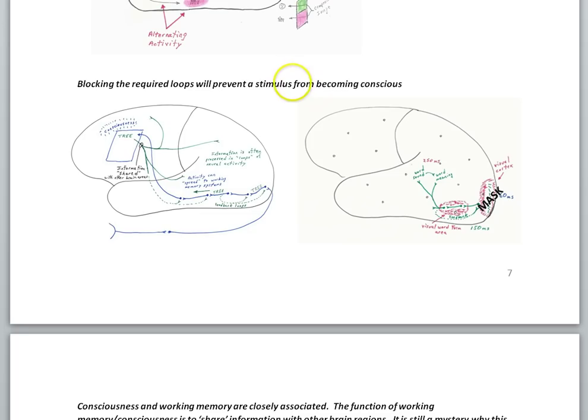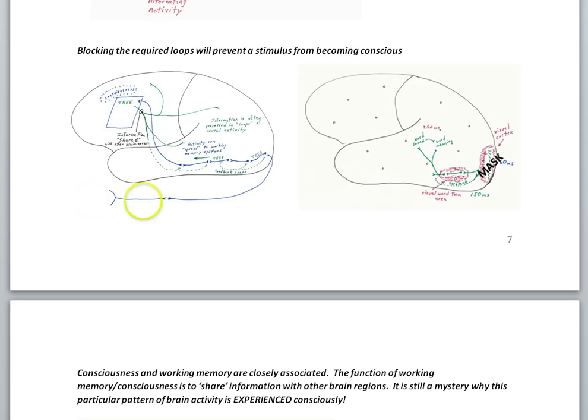Blocking the required loops will prevent a stimulus from becoming conscious. Again, if we see the word tree out here, the tree will be processed by the visual system in the word form area, and loops will be set up here, and kind of like a car ignition, the starter motor, the loops will be cranking here, and then it will get to a point where it can spread its neural activity to the working memory system, and the car starts up, and then we become conscious of the word tree. So for a piece of information to become conscious, it has to get up to this working memory system where then it can be shared with the rest of the brain. Then we experience consciousness of the tree.